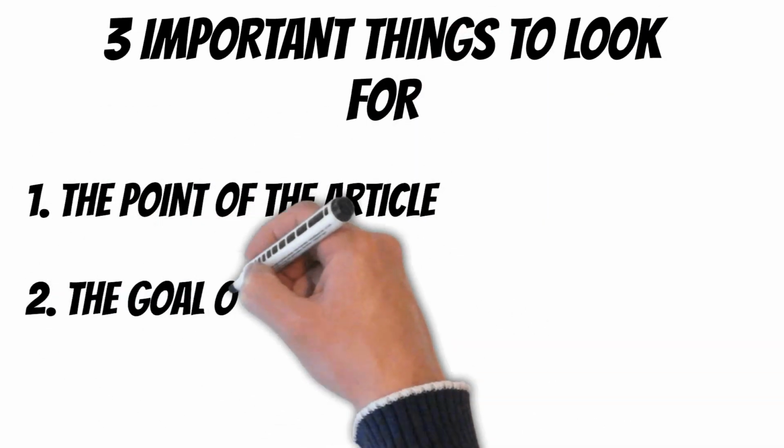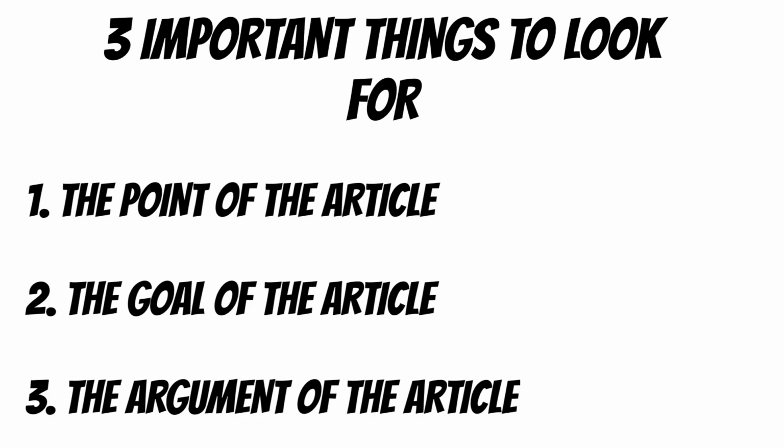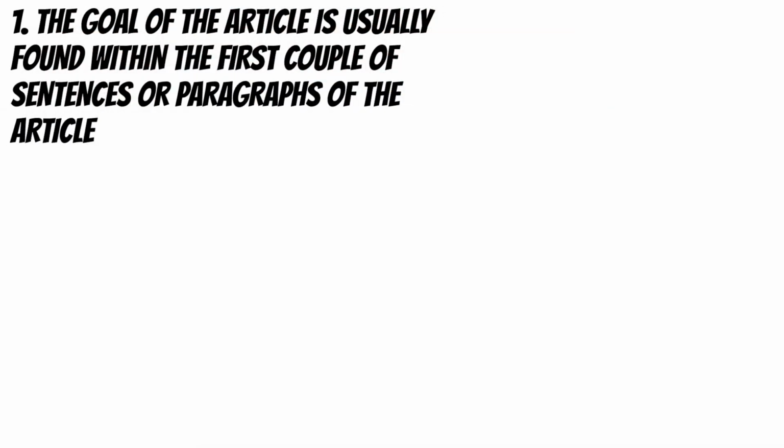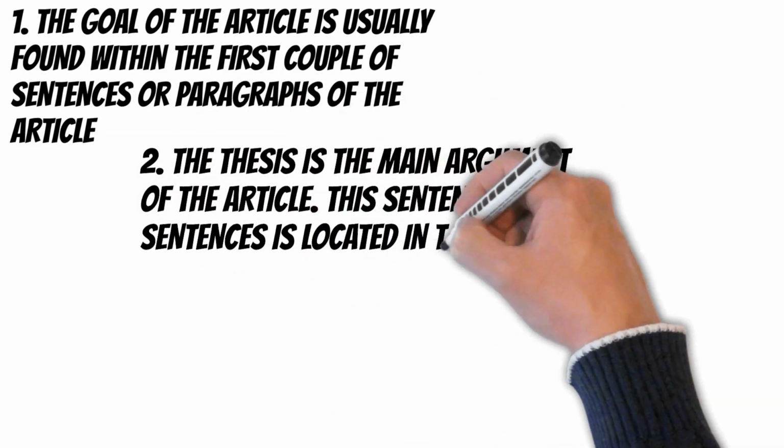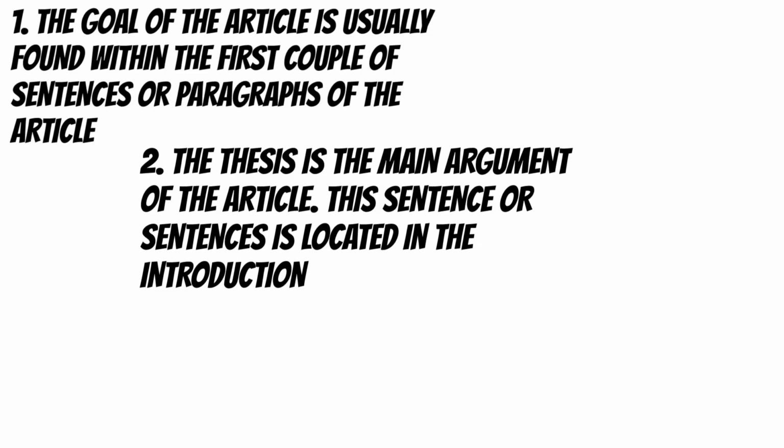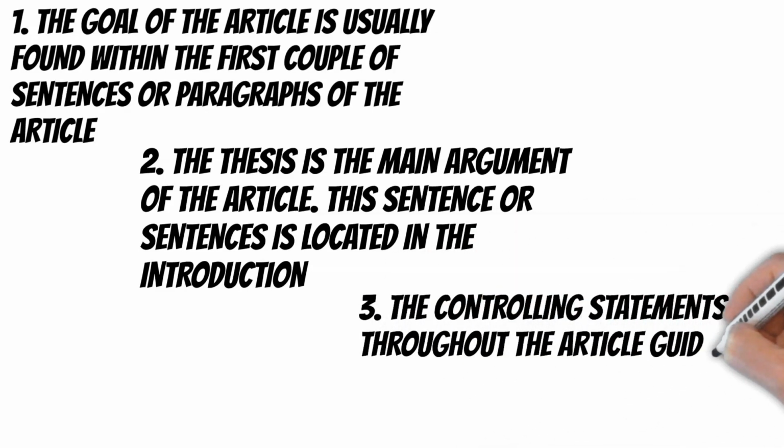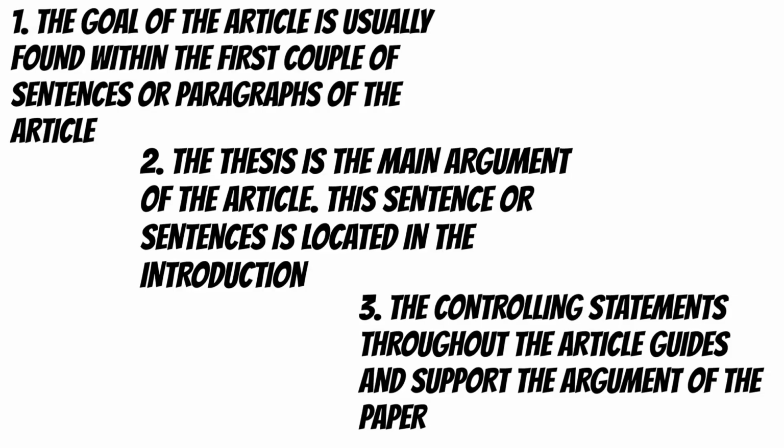After getting your pen and having a printed copy of your academic article, you are going to start looking for a few things to tell you the point, the goal, and the argument of the article. Finding these 3 points will tell you the purpose of the article and how the author plans to prove it. Therefore, you should always look out for a sentence or sentences that identifies the point, goal, and argument of the article. In general, identifying the goal of the article should come first since it is usually located in the first couple of paragraphs. Next, you should look for the thesis of the article, which is usually located in the introduction as well. Lastly, you should look for different controlling statements throughout the article.